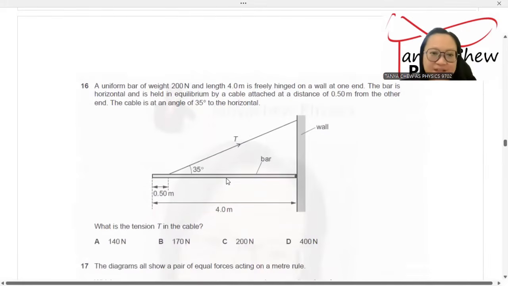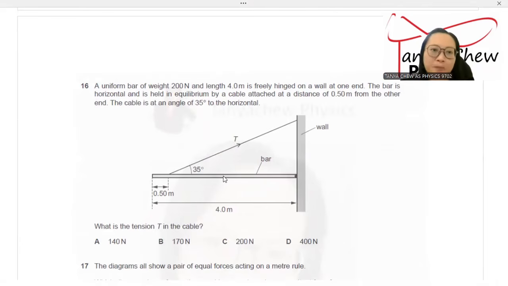Now, question number 16. A uniform bar of weight 200 Newton and a length of 4 meter is freely hinged on a wall at one end. The bar is horizontal and is held in equilibrium by a cable attached at a distance of 0.5 meter from the other end. The cable is at an angle of 35 degrees to the horizontal. What is the tension T in the cable?